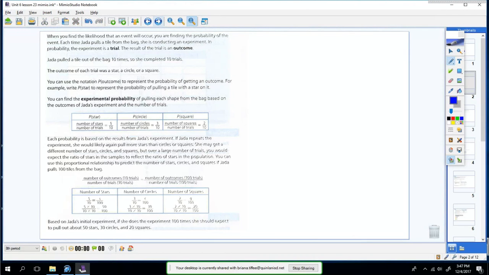If Jada repeats the experiment, she would likely again pull more stars than circles and squares. She may get a different number of stars, circles, and squares, but over a large number of trials, you would expect the ratio of stars in the sample to reflect the ratio of stars in the population. You can use this proportional relationship to predict the number of stars, circles, and squares if Jada pulls 100 tiles from the bag. Based on Jada's initial experiment, if she does the experiment 100 times, she should expect to pull out about 50 stars, 30 circles, and 20 squares, because you set up a proportion.